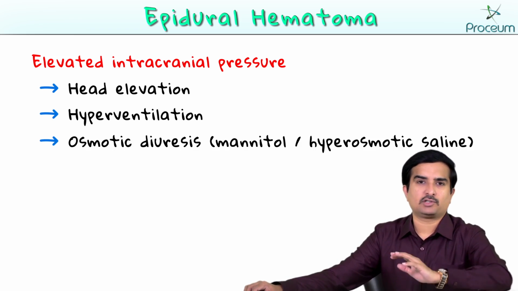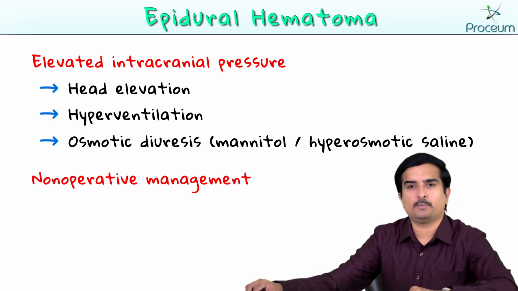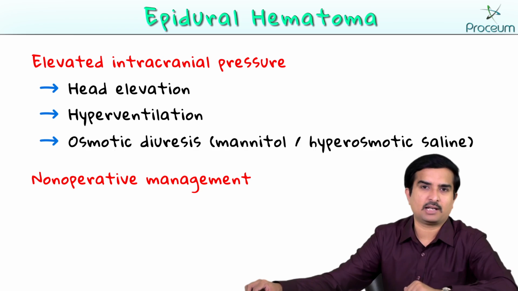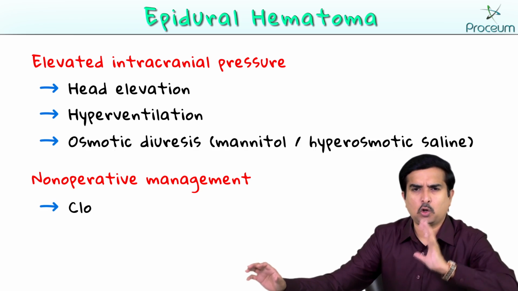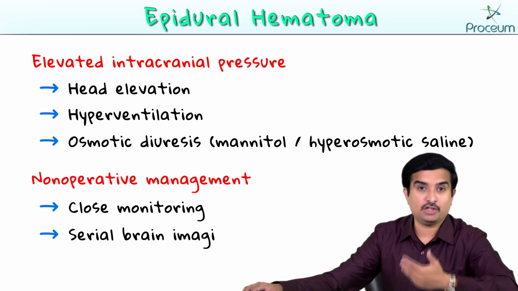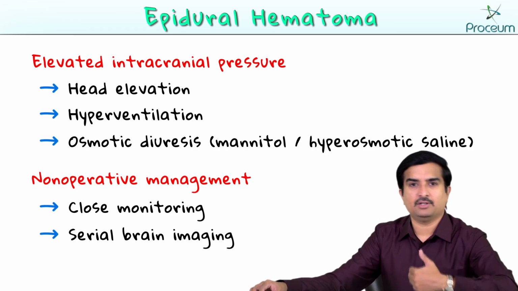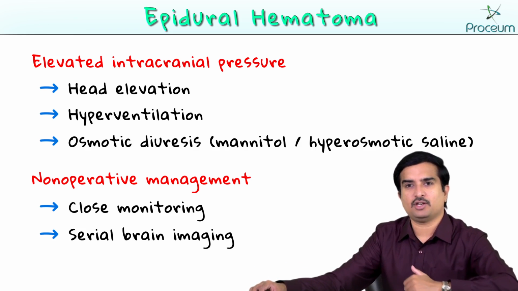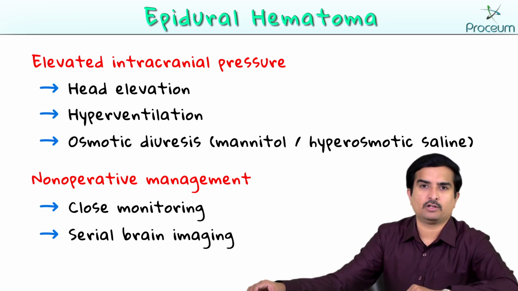Sometimes we also have the non-operative management too. So what is the non-operative management of acute epidural hematoma? Non-operative management includes very close observation as well as serial brain imaging, because there is a risk of hematoma enlargement and neurological deterioration that requires a surgical intervention. This is nothing but called non-operative management.